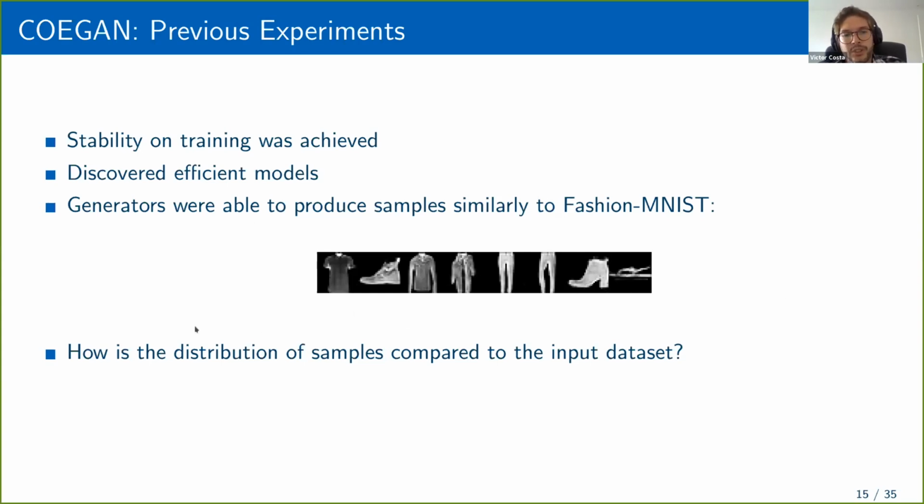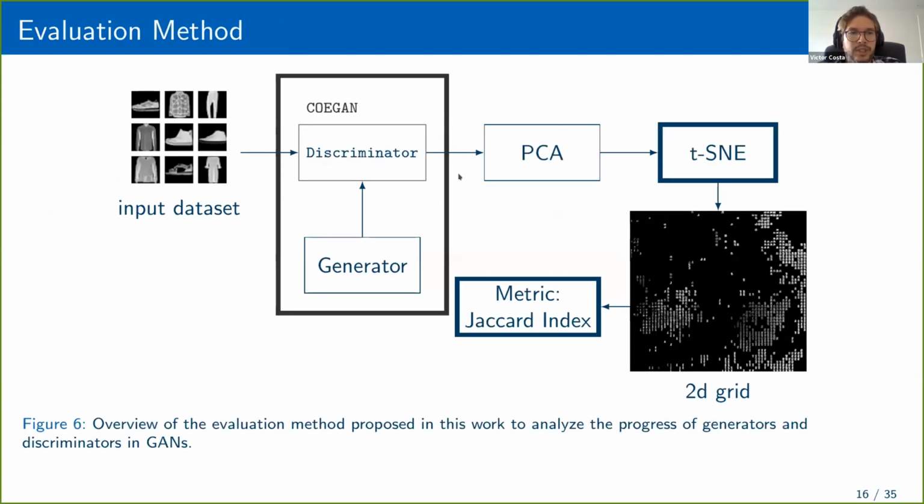However, one question remains open: how the distribution of the samples compares to the distribution of the input dataset. So we developed this evaluation method that we show here in this image. In this method, first we train our COEGAN model using some input dataset, which in this case is a dataset of fashion items.